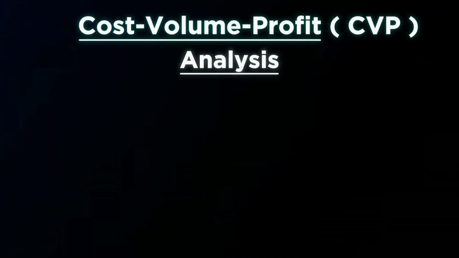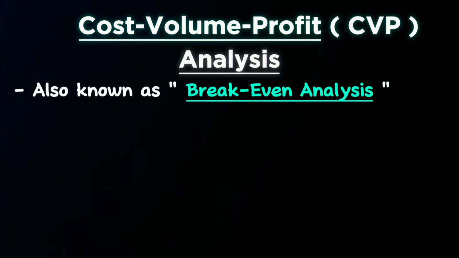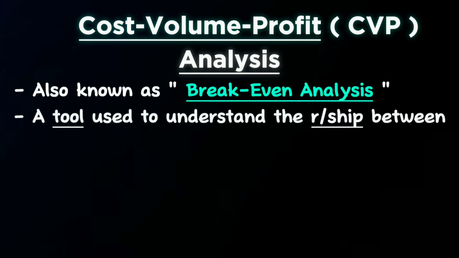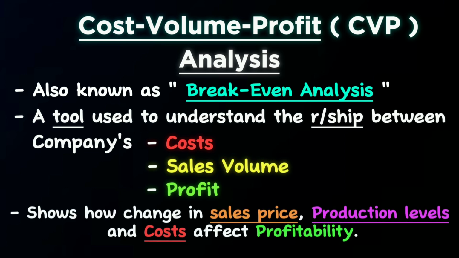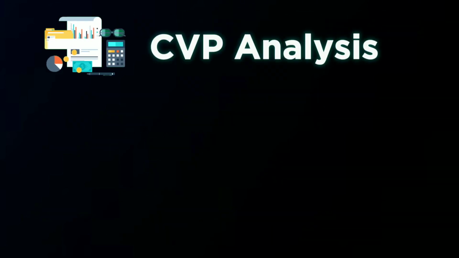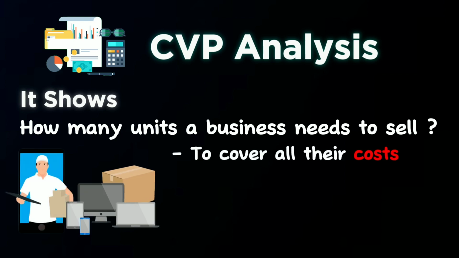So let's begin. Cost volume profit or CVP analysis, also known as break-even analysis, is a tool used to understand the relationship between a company's costs, sales volume, and profit. It helps businesses determine how changing sales price, production levels, and costs affect profitability. Essentially, CVP analysis shows how many units a business needs to sell to cover all their costs and start making a profit.